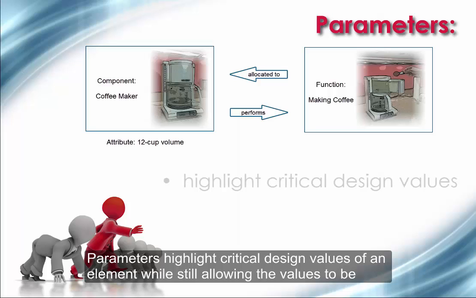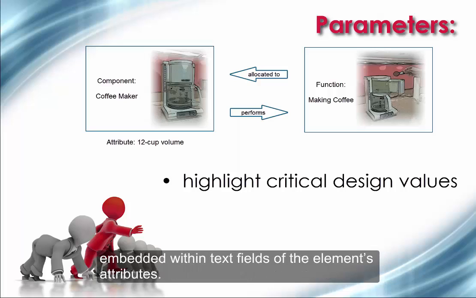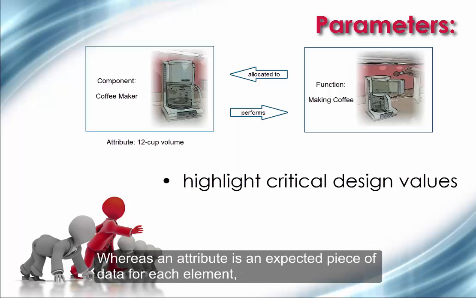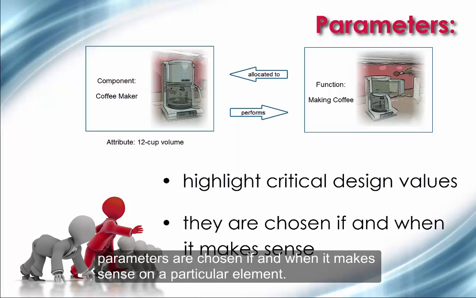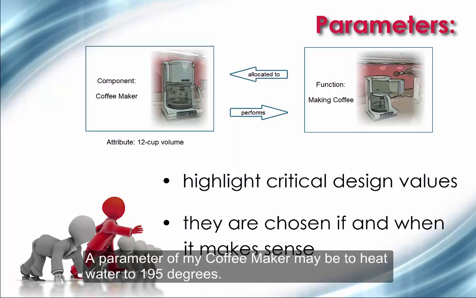Parameters highlight critical design values of an element while still allowing the values to be embedded within text fields of the element's attributes. Whereas an attribute is an expected piece of data for each element, parameters are chosen if and when it makes sense on a particular element. A parameter of my coffee maker may be to heat water to 195 degrees.